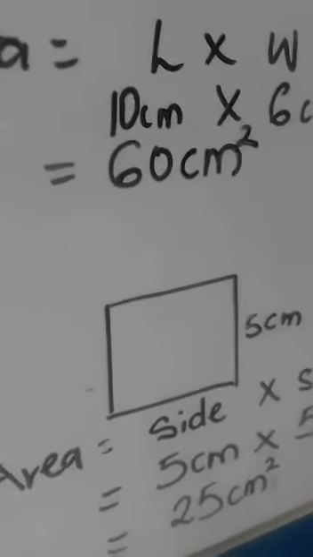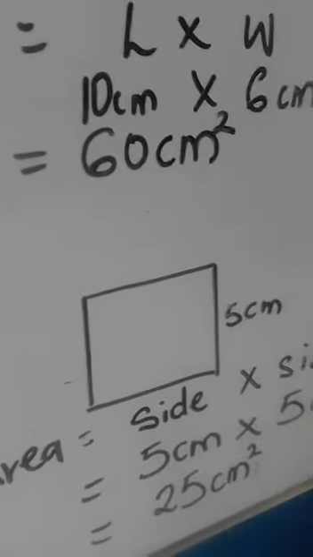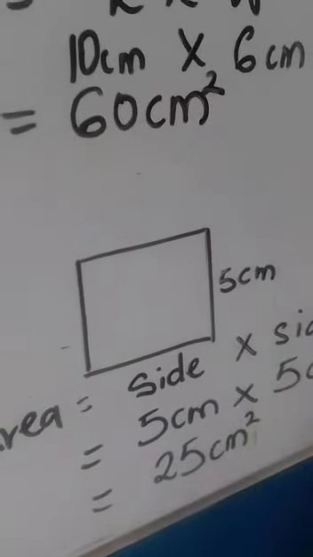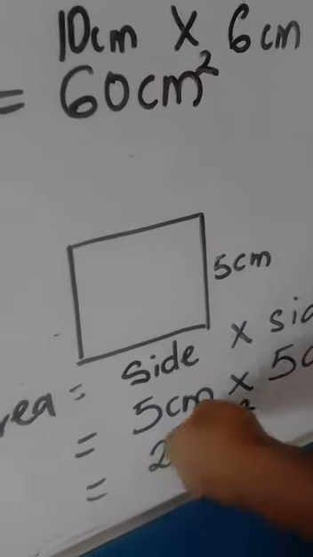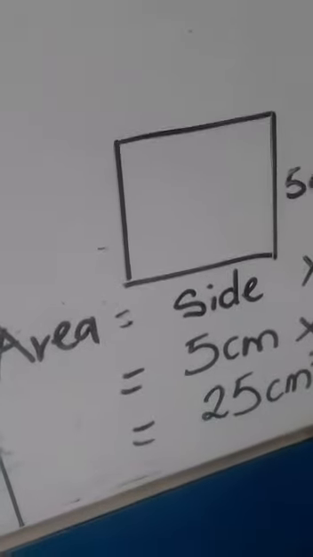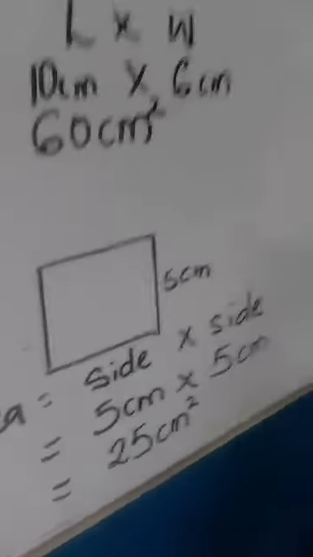Now this is a square. The formula is side times side. All the sides are equal. So I have that the area is 5 cm times 5 cm to give me 25 cm squared. Did you get that?